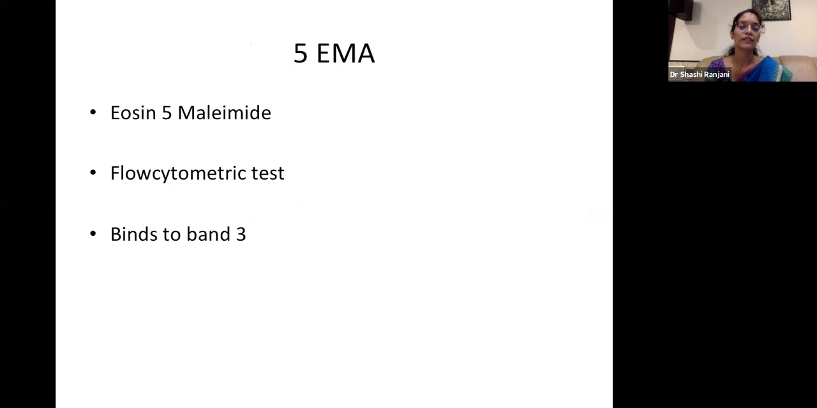A word about 5 EMA, it is eosin-5-maleimide. This is actually a flow cytometric test where we see how much of the dye binds to the protein on the RBC surface, that is onto the band 3 molecule. So whenever it is less, it is hereditary spherocytosis.